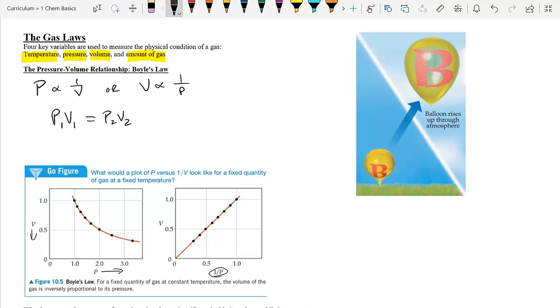If you look at the image on the right, you'll notice that in a physical setting, if you had a balloon at ground level and it rises up through the atmosphere, well, we have a high pressure on Earth, we have a low pressure in the upper atmosphere. What that means is that we will have a lower volume when you're on Earth, we'll have a higher volume when you're up in the upper atmosphere for that gas sample.